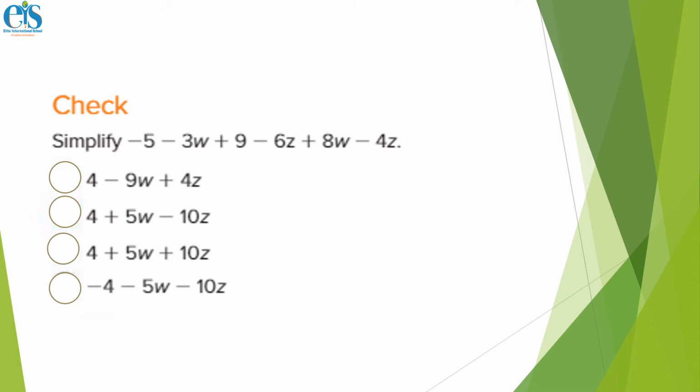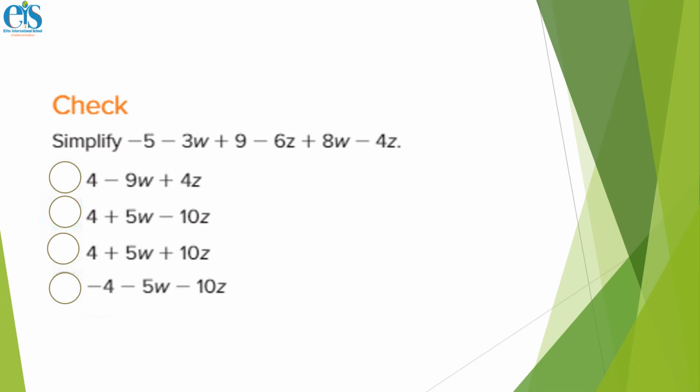Try to combine the terms which have w as the variable, and the next group is z as the variable, and keep the constants in another group. The constants here are negative 5 and 9 because they do not have any variables.